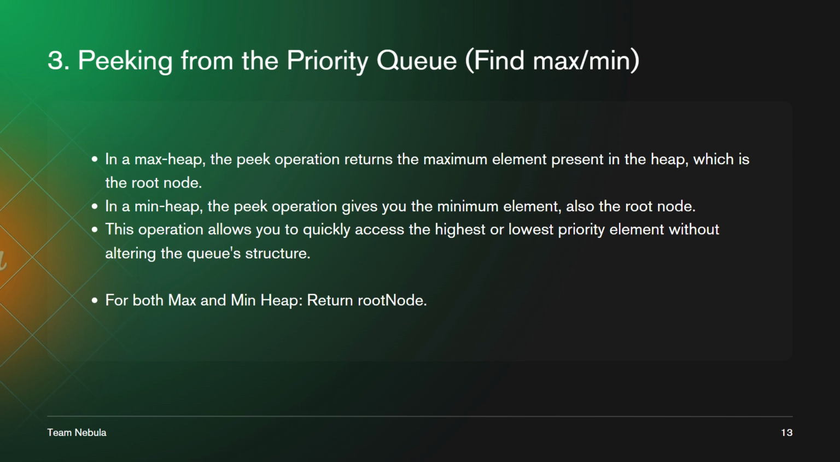When you perform a peek operation on a max heap, it will return the maximum element present in the heap. Similarly, when you perform a peek operation on a min heap, it will give you the minimum element. The process is simple. By returning the root node, which is the highest or lowest priority element depending on the type of the heap, you get a quick way to access the significant value without any changes to the heap's structure.